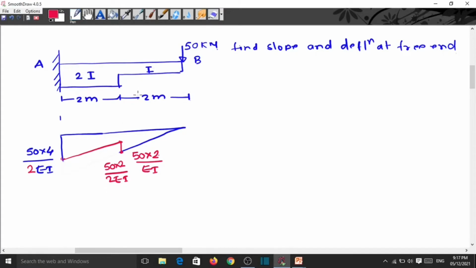In the span 4 meter, 2 meter is 2I and 2 meter is I. And we know this diagram is negative. Now next is to construct a conjugate beam. So we know by the conjugate beam we require the slope and deflection at a free end. So in case of the conjugate beam we have to make the fixed end to free end. So in the real beam there is a free end, but in the conjugate beam we have to make it a fix.